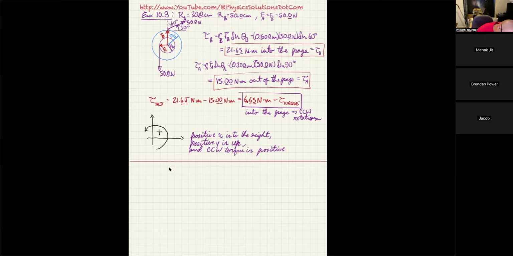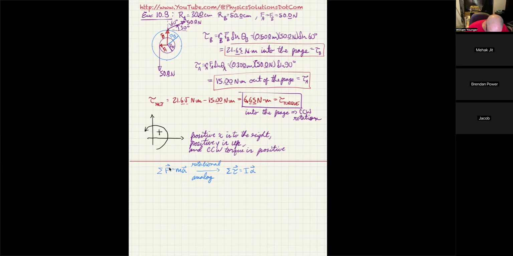We can say the summation, and I'm going to put this with Newton's second law the regular way. So the summation of the forces is equal to mass times acceleration. That was one version of Newton's second law. And the rotational analog is the summation of the torques is equal to I times alpha.